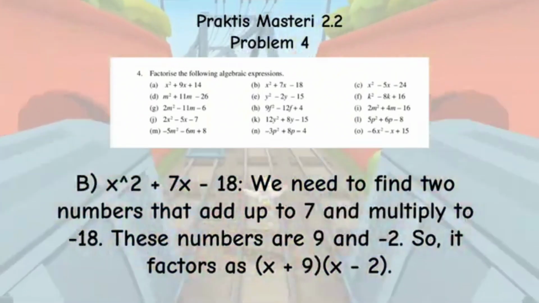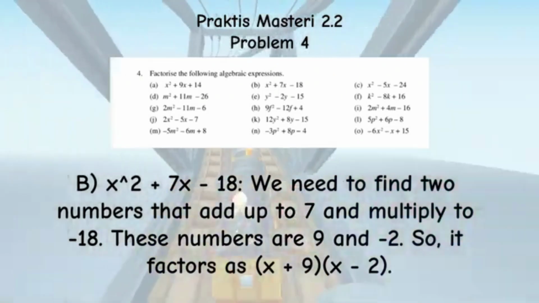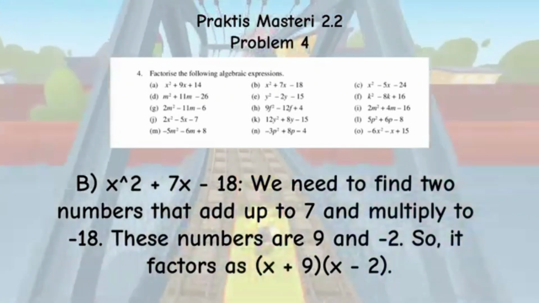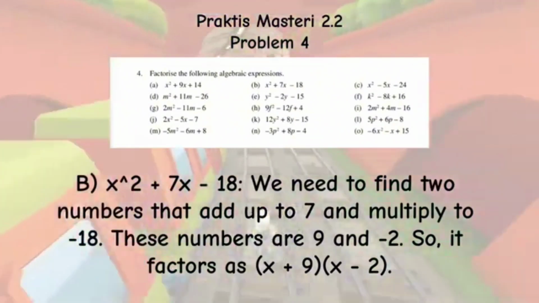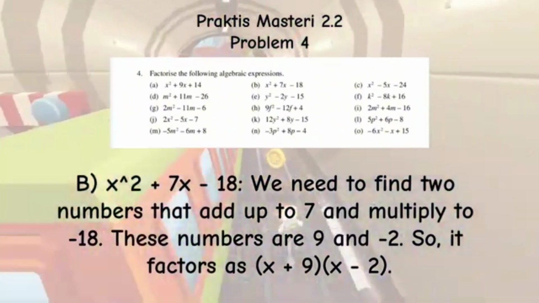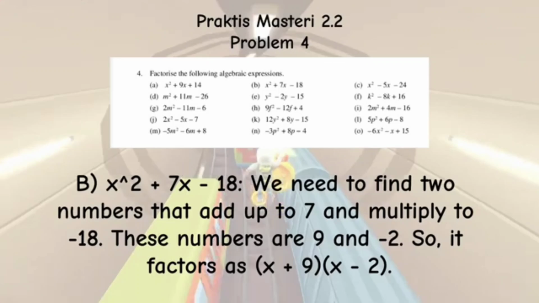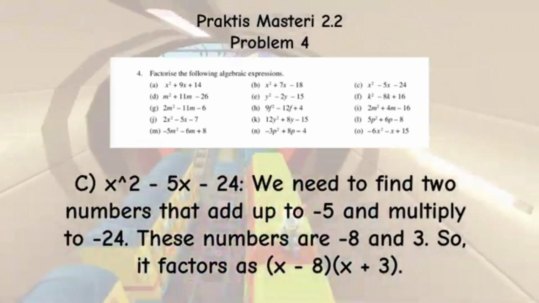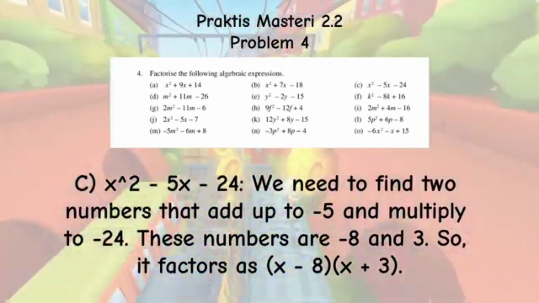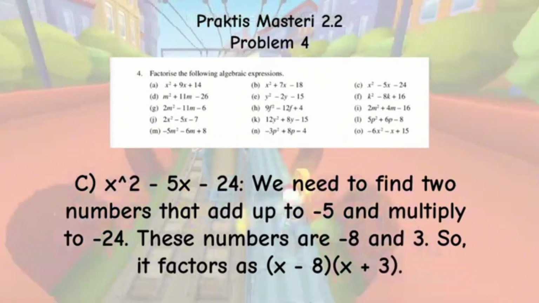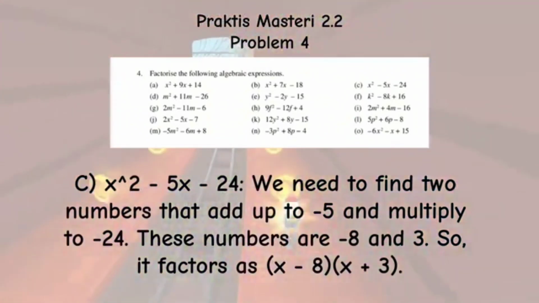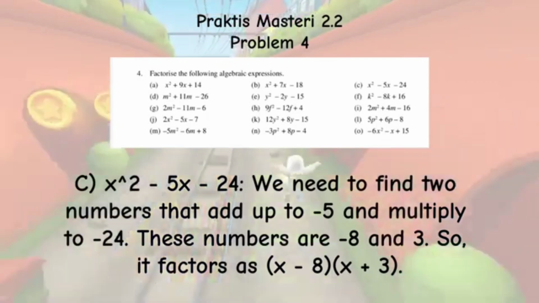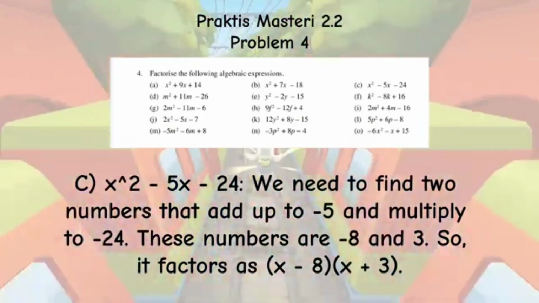B. x² + 7x − 18, we need to find two numbers that add up to 7 and multiply to −18. These numbers are 9 and −2. So, it factors as (x + 9)(x − 2). C. x² − 5x − 24, we need to find two numbers that add up to −5 and multiply to −24. These numbers are −8 and 3. So, it factors as (x − 8)(x + 3).